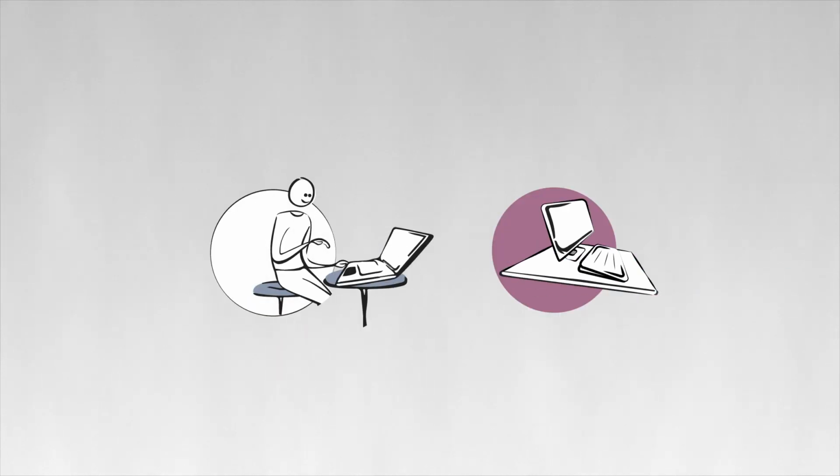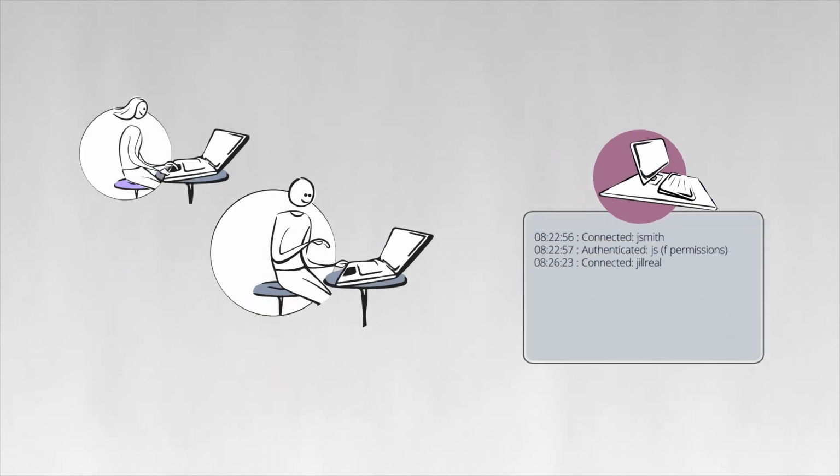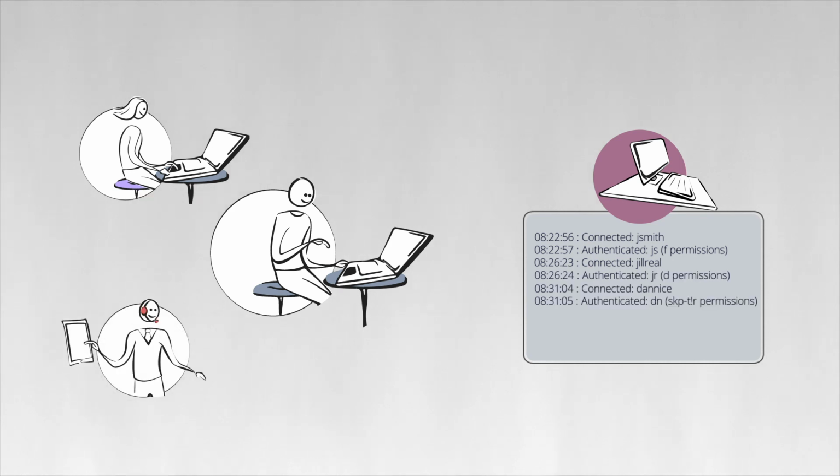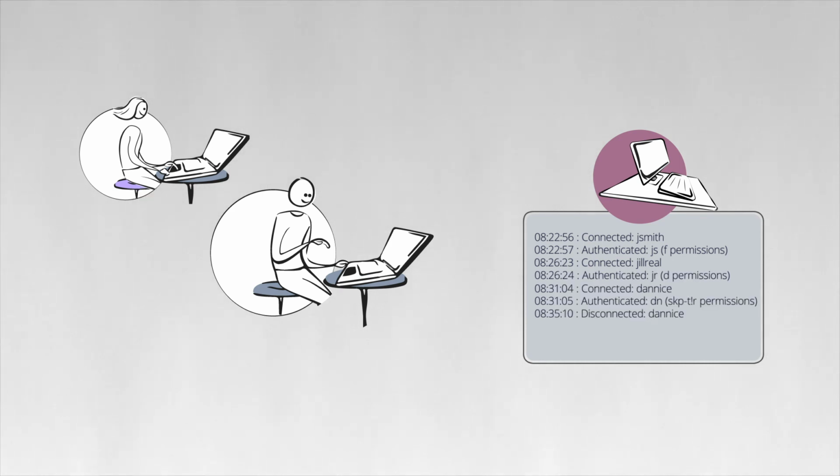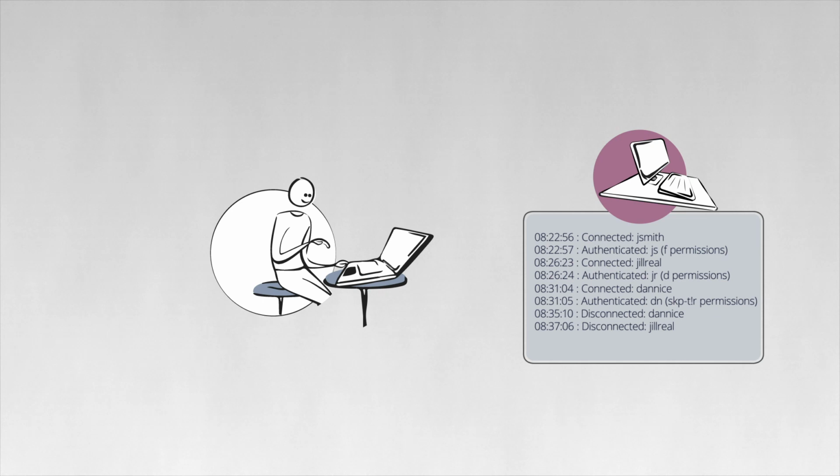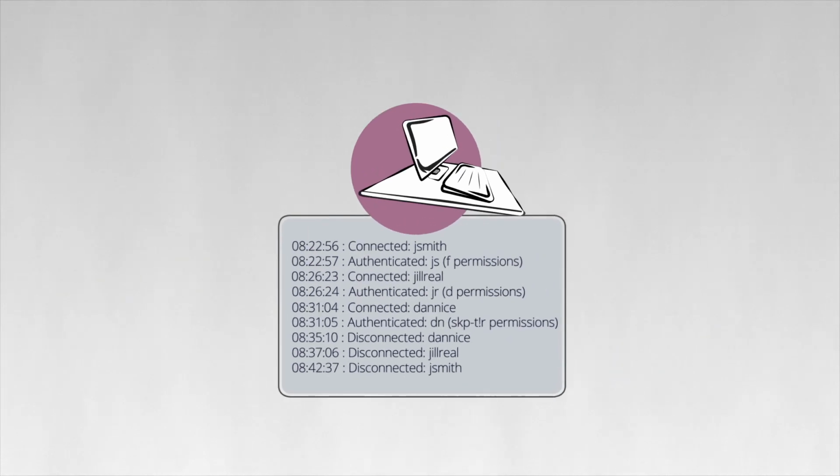Audit logging. Every session is logged so you can see a complete history of who connected, when, for how long, and what session permissions were granted. You can dial up the log level and specify alternate log destinations to configure your audit trail exactly how you need it.